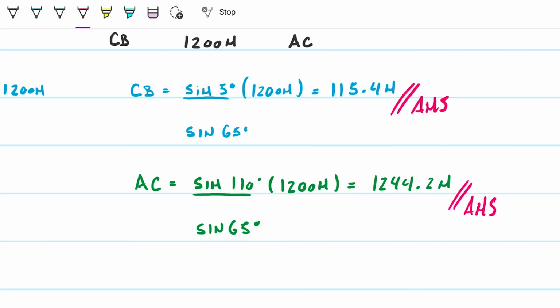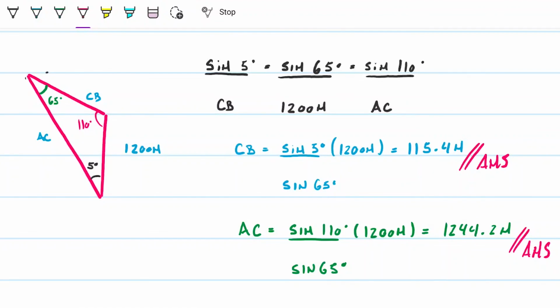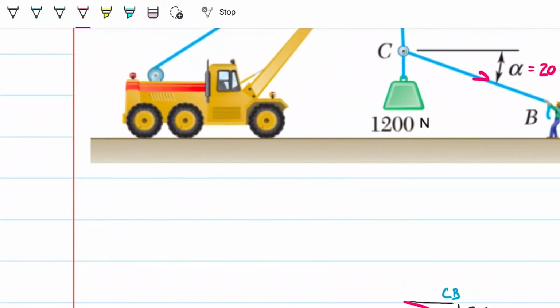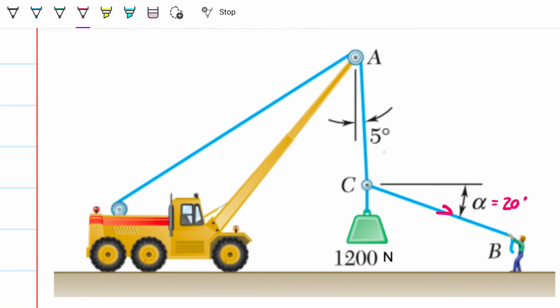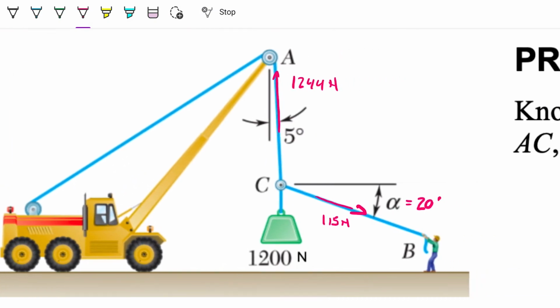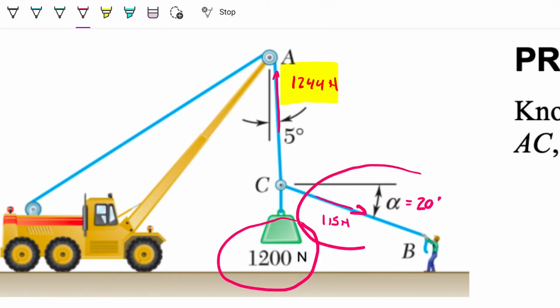And then just before we sign off, let's check to see if this makes sense. So 115 and 1244. 115, so this is right here, 1244, and this right here is 115. Okay, so as we've noted in the beginning, this guy here, this fellow here, is having to counter not only the 1200, but also the y component of the fellow pushing down on it, right?